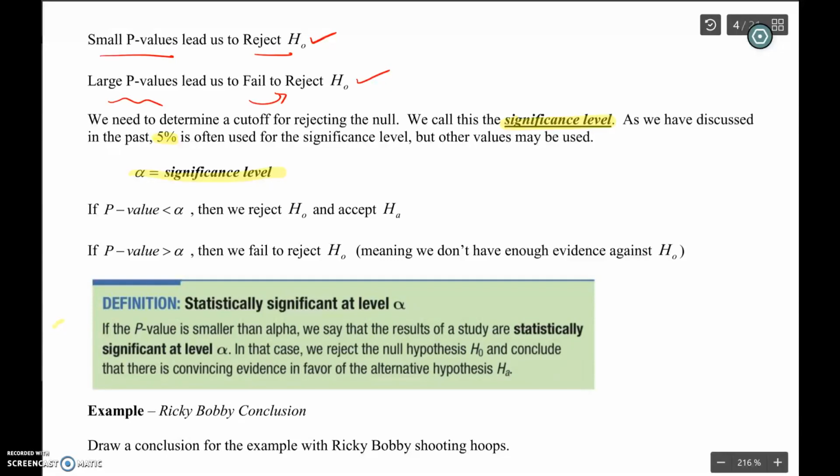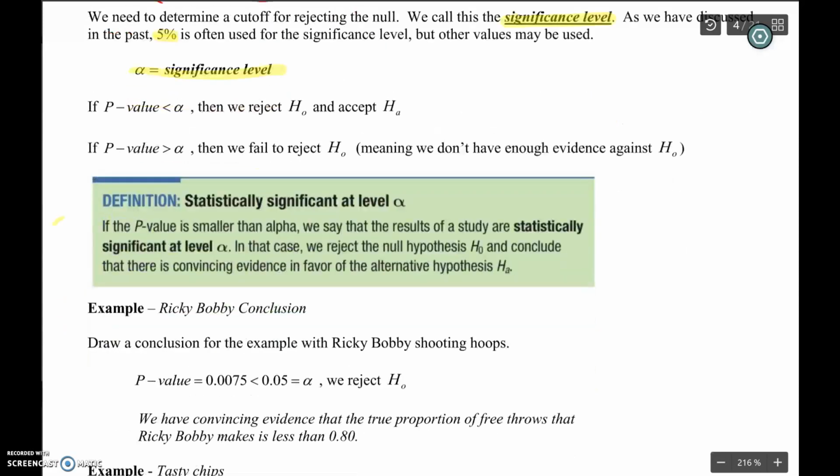So if the p-value is less than alpha, we reject the null and accept the alternative. If your p-value is bigger than alpha, then we fail to reject the null, meaning we don't have enough evidence against it.